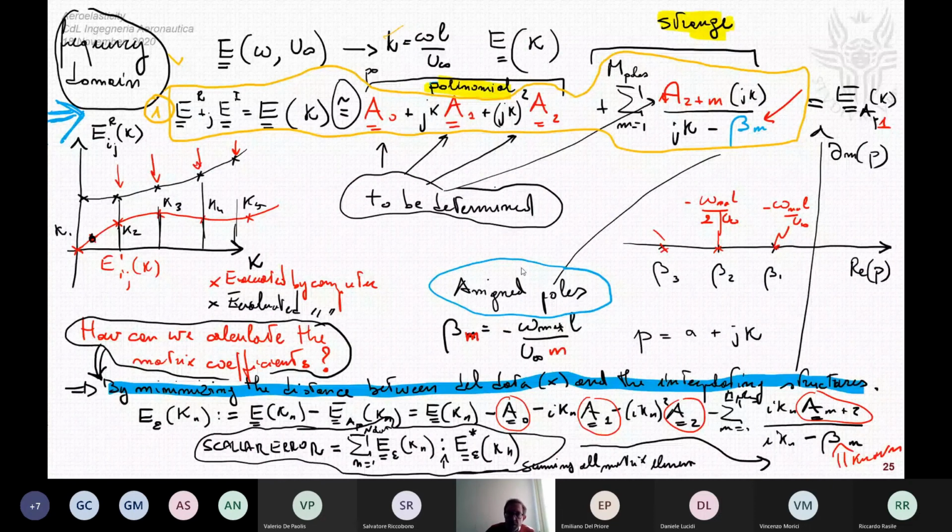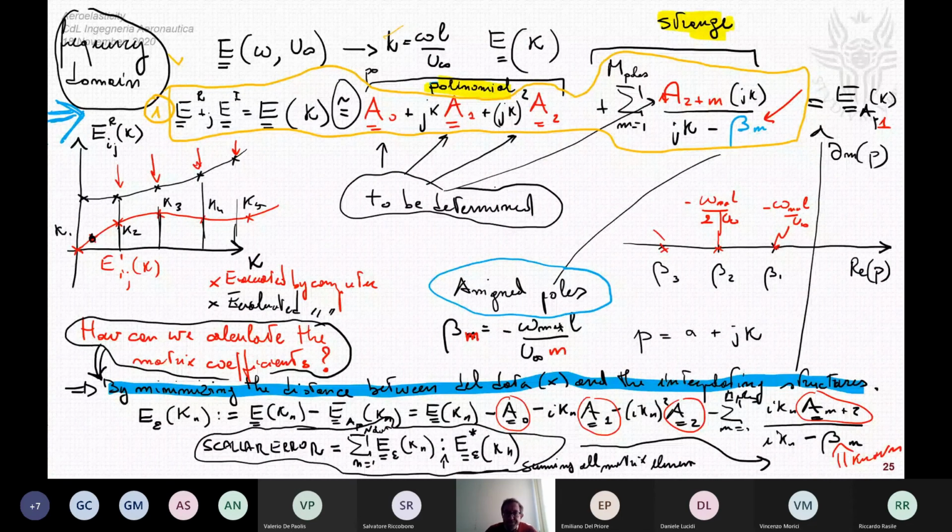Okay, so if we assume this first interpolating formula, we can estimate the error between this formula and the data, and we can minimize the global error of this interpolation, identifying the red coefficients A0, A1, and A2, requiring that this global scalar error be stationary with respect to the matrix value.